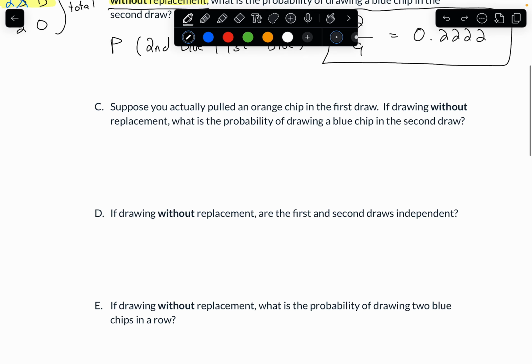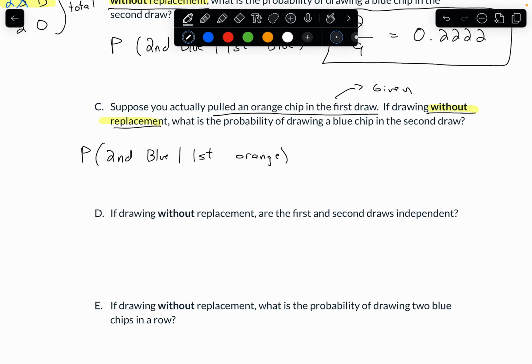Moving on to part C, it says, suppose that you actually pulled an orange chip. So we pulled an orange chip in the first draw. Again, we are drawing without replacement. So let's pause for a minute. We pulled an orange chip in the first draw. We're supposing that, which means this is our given. Once again, we have a conditional probability. So the condition that we have is that the first chip was orange. We know we're sampling without replacement. What is the probability of drawing a blue chip in the second draw? So what's the probability that the second then is also blue?